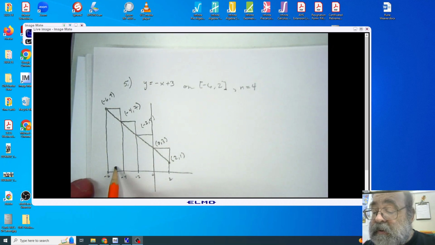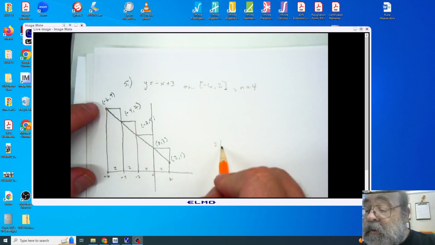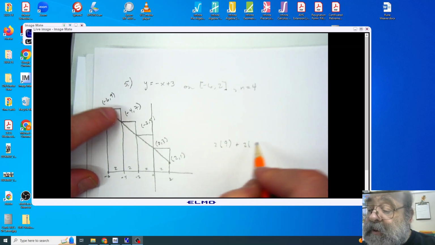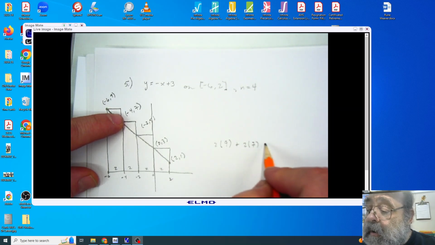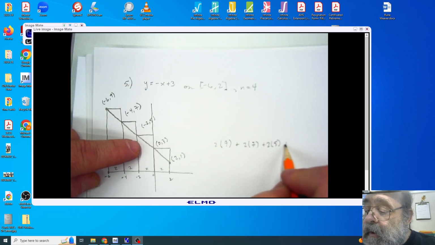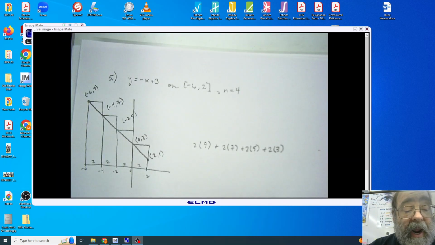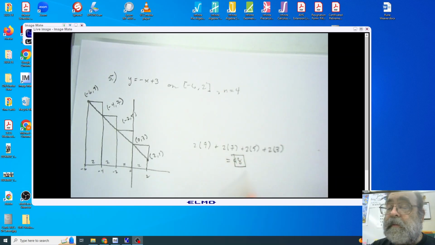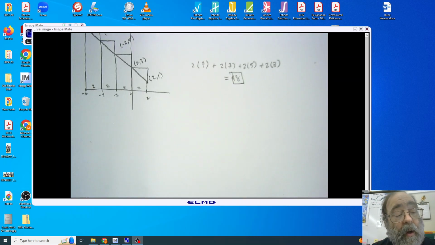Each of these lengths is now 2. So I have 2 times the first height, which is 9, plus 2 times the second height, which is 7, plus 2 times the third height, which is 5, plus 2 times the fourth height, which is 3. And when I add them all up, I get 48. So 48 is my answer. Then we go to number 7.